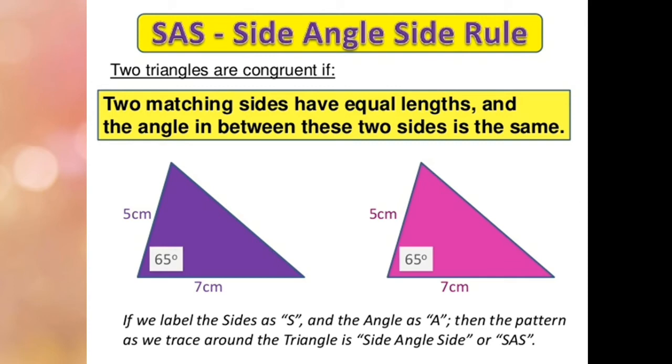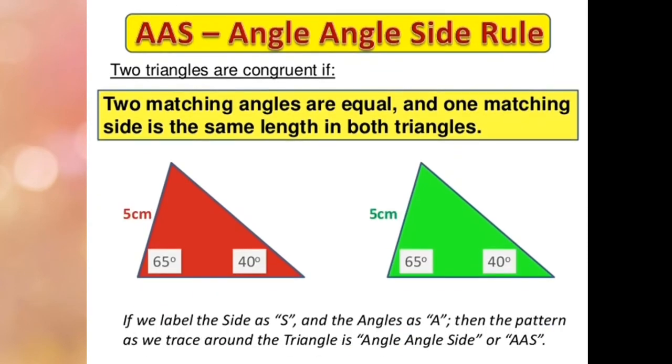yung two sides niya are equal in length. Then, meron silang angle na parehas din. Okay? So, meron isang angle na parehas. If we label the side as S, and the angle as A, then the pattern as we trace around the triangle is side angle side or SAS.